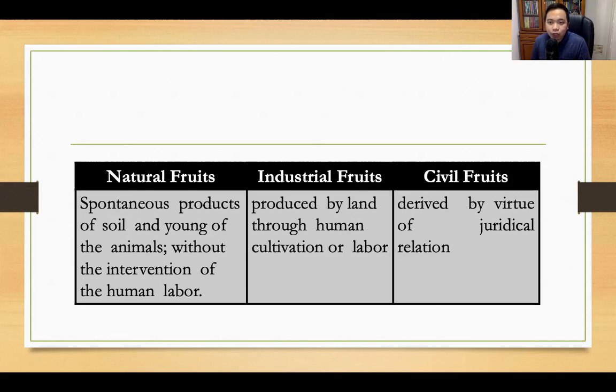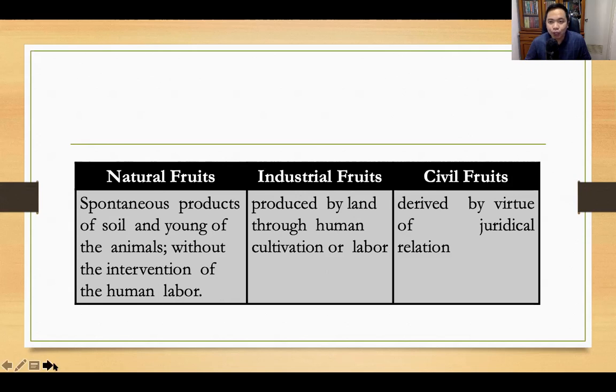Memorize, class, the definition of fruits. Natural fruits is the spontaneous product of the soil and young of the animals, without intervention of human labor. While industrial fruits, class, pertains to what? The products produced by land through human cultivation or labor. Civil fruits pertains to that derived by virtue of juridical relation, just like payment of rent.